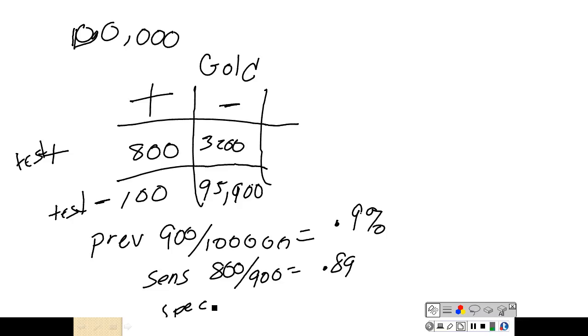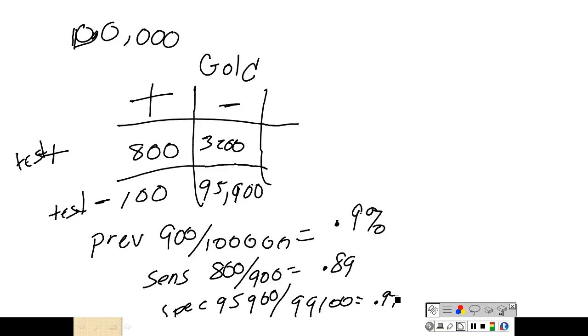So our specificity is 9,900 divided by, what is it? 9,900, yeah. And so that is 0.97. So that's pretty specific. So we have a sensitivity of 0.89 and a specificity of 0.97.